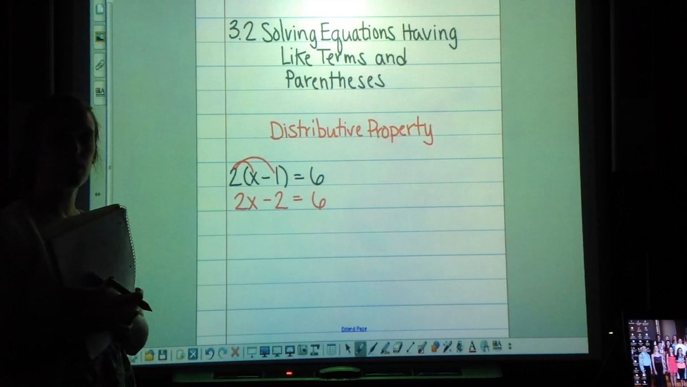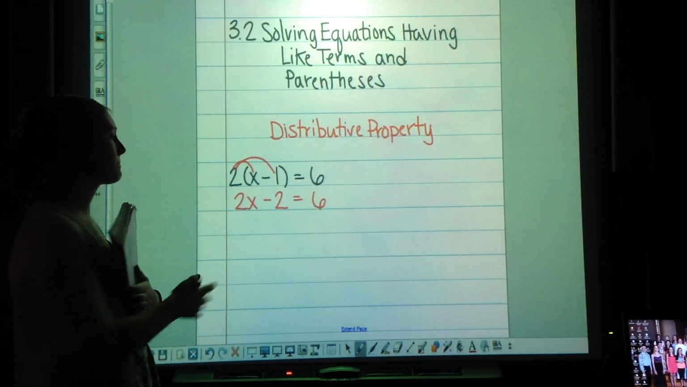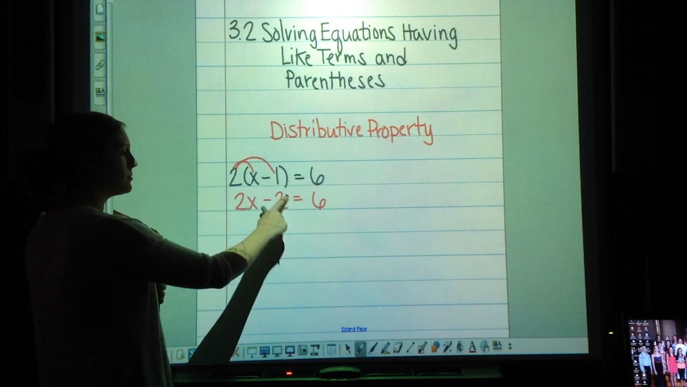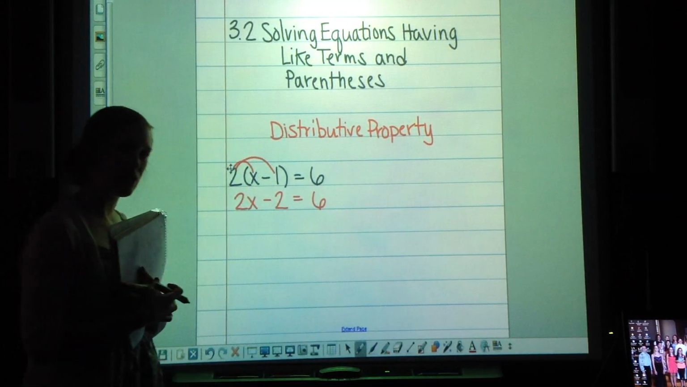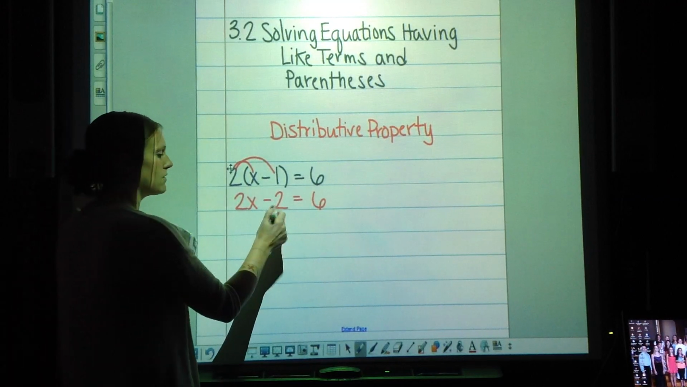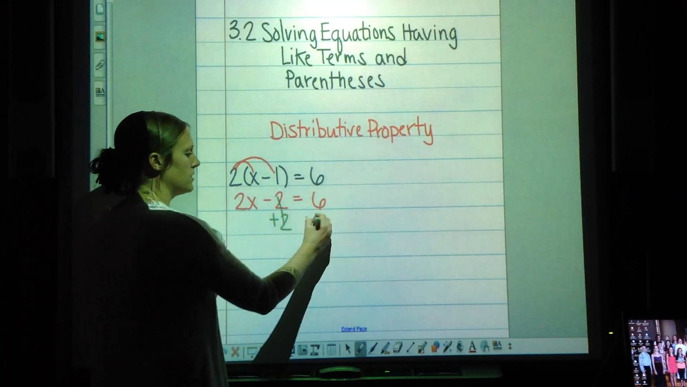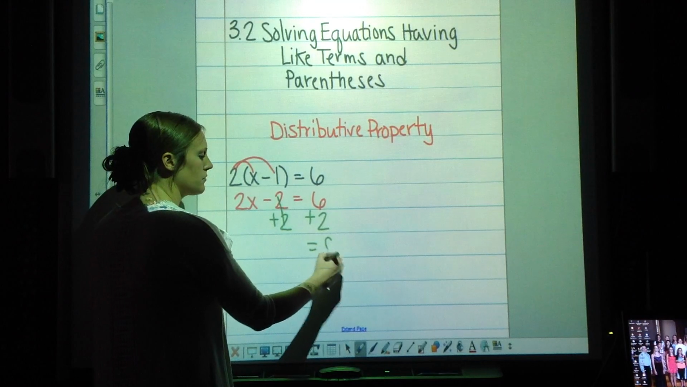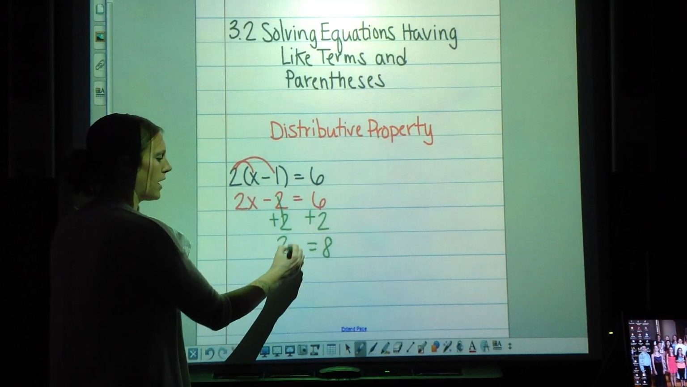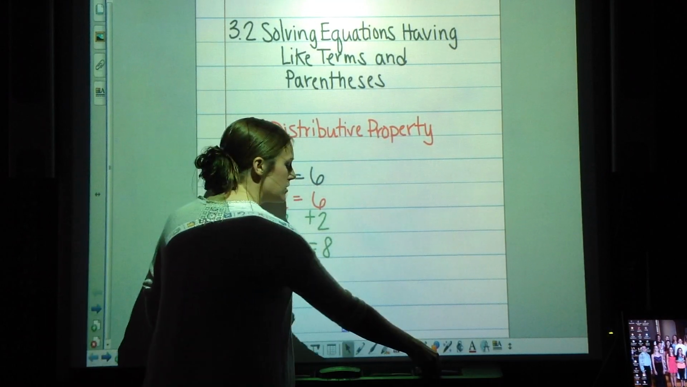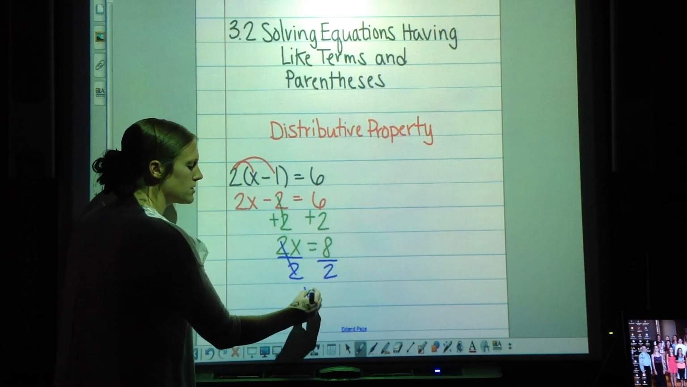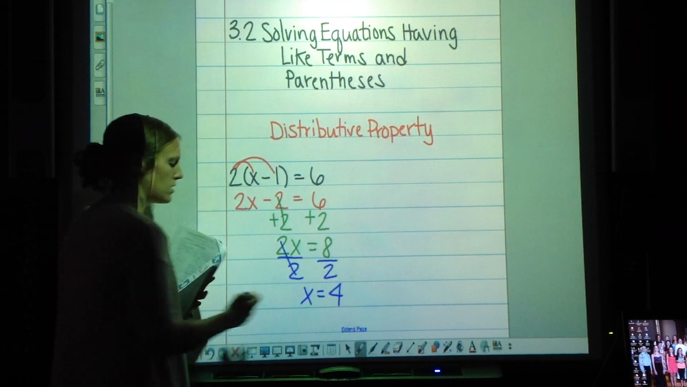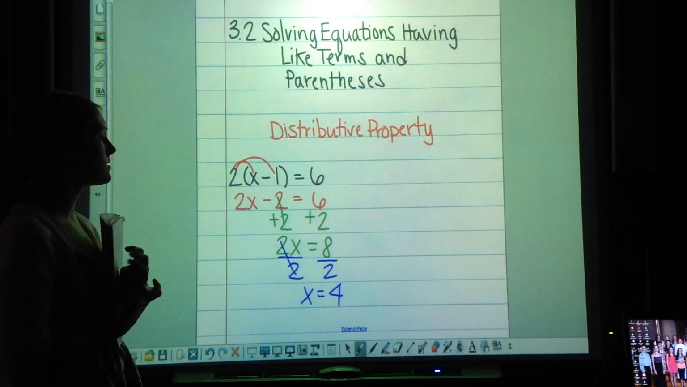Now this turns into a two-step equation. I want the x to stay, so I'm going to move this negative 2 to the other side. We're going to bring the non-variable term over first. This negative 2 we're going to add. On the left side I'm left with 2x. This one-step equation tells us to do the opposite of multiplication, which is division. We get 4. Okay, this is our answer.